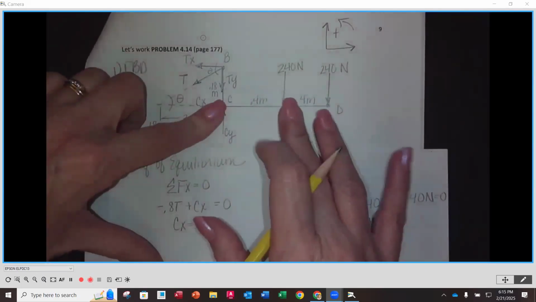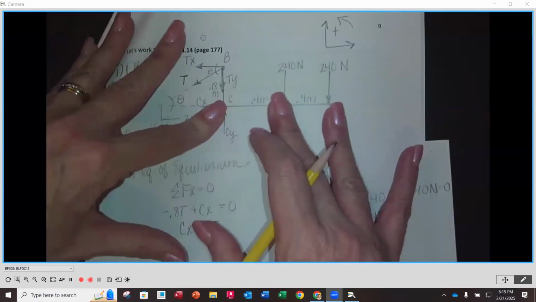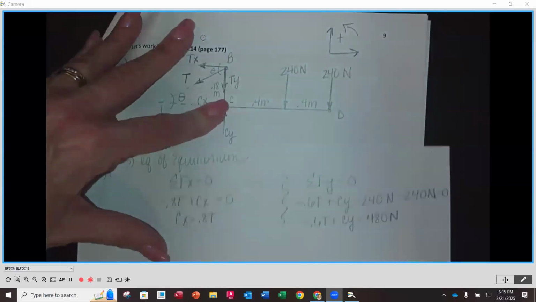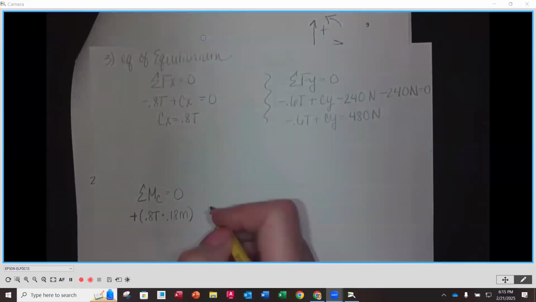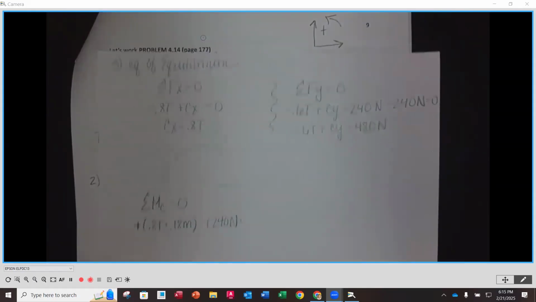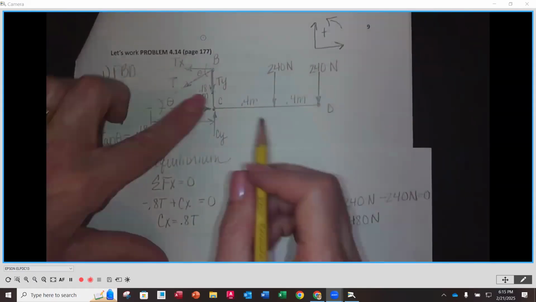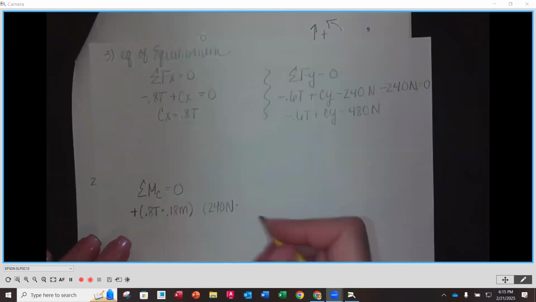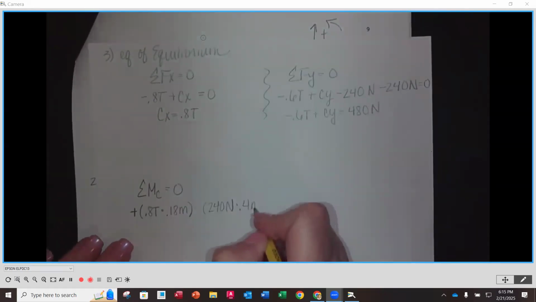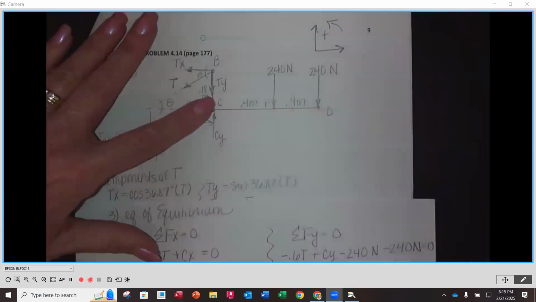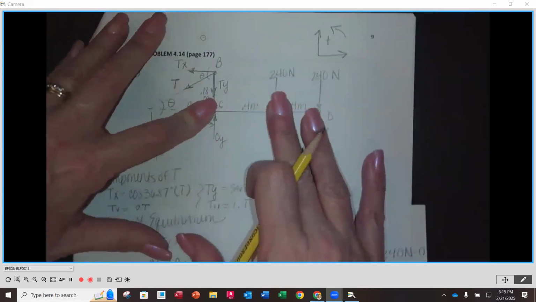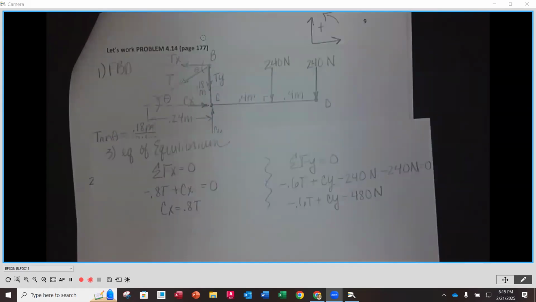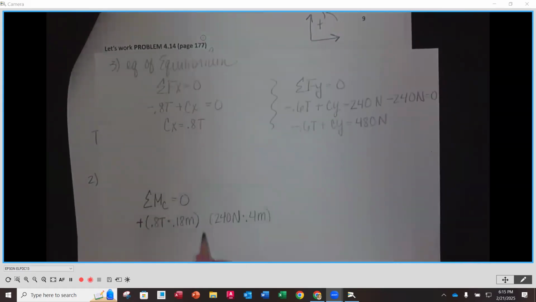Now I'm going to move over to my 240. Yes, that's definitely going to rotate. So the first one is 240 newtons times the perpendicular distance from C, which here is 0.4 meters. And if we rotate in that direction, it's going to be going clockwise. So that's a negative out front.